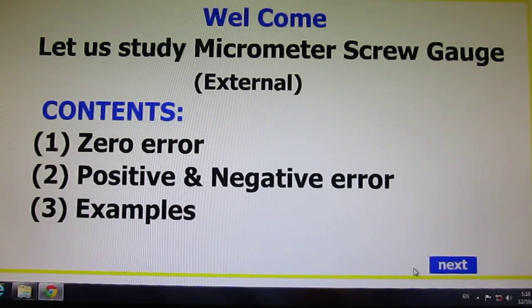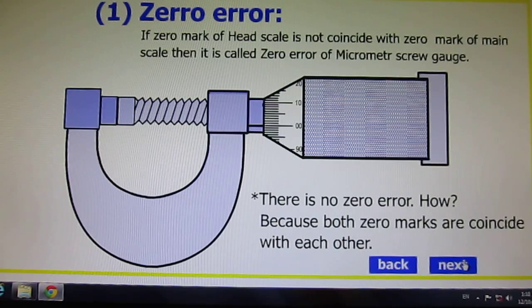Hello friends, welcome. Let us study micrometer screw gauge. In this section we will study zero error, positive and negative error and a few examples. First of all we will study zero error.